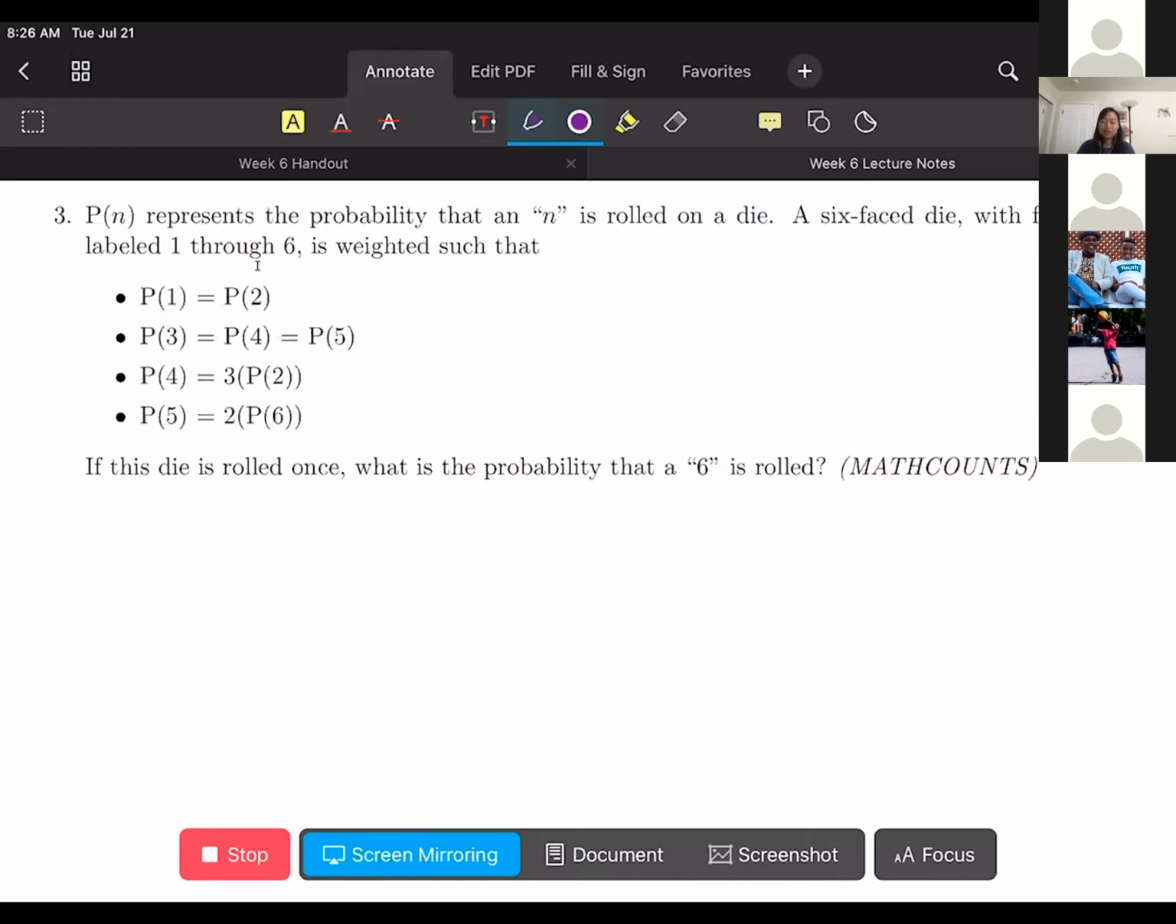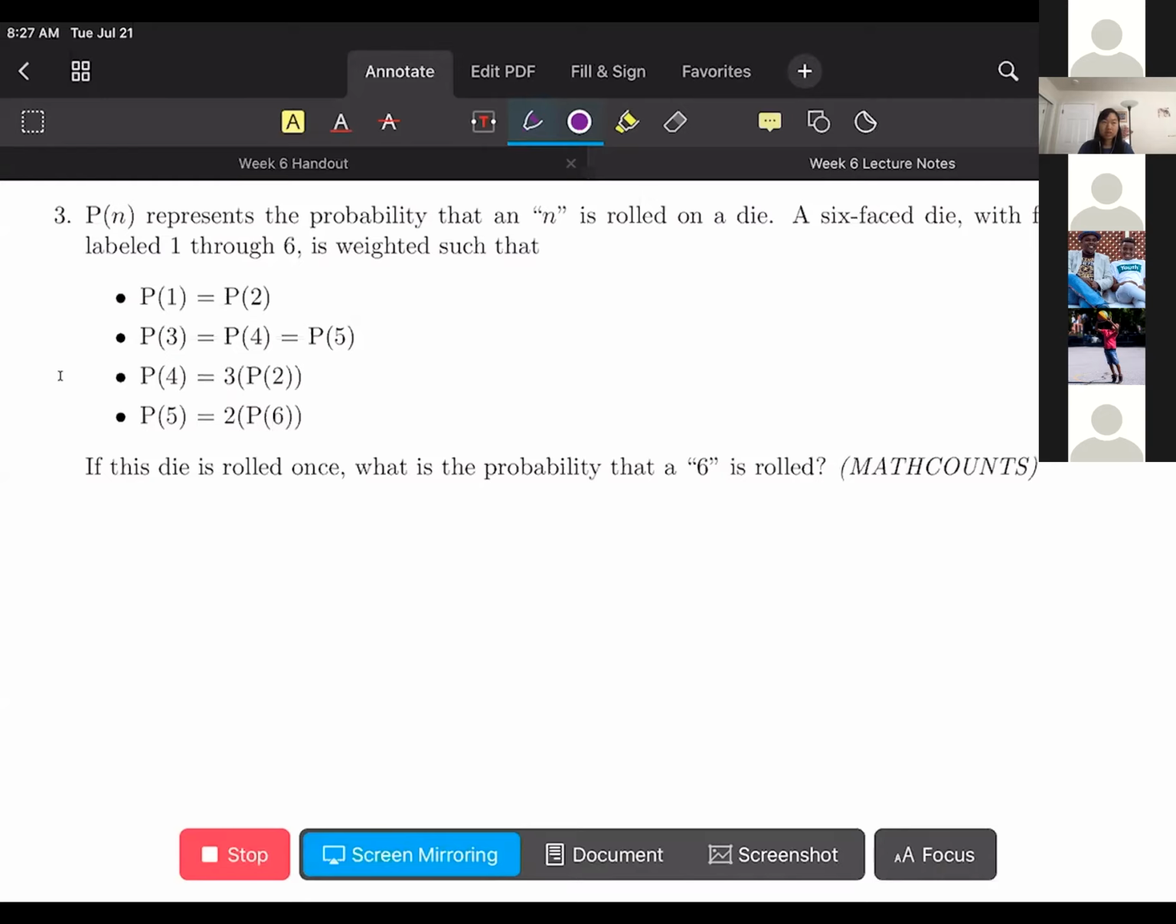It's a weighted die, so that means that it's not necessarily true that it's equally likely to get any number. We have this system of equations that shows us the probabilities of each of them relative to each other. So we know the probability of rolling a 1 is equal to the probability of rolling a 2. The probability of rolling a 3, 4, and 5 are all equal. Probability of rolling a 4 is equal to 3 times the probability of rolling a 2. And then the probability of rolling a 5 is equal to 2 times the probability of rolling a 6.